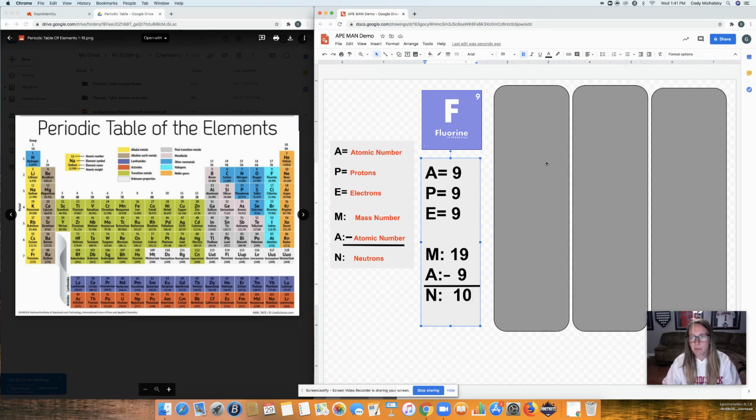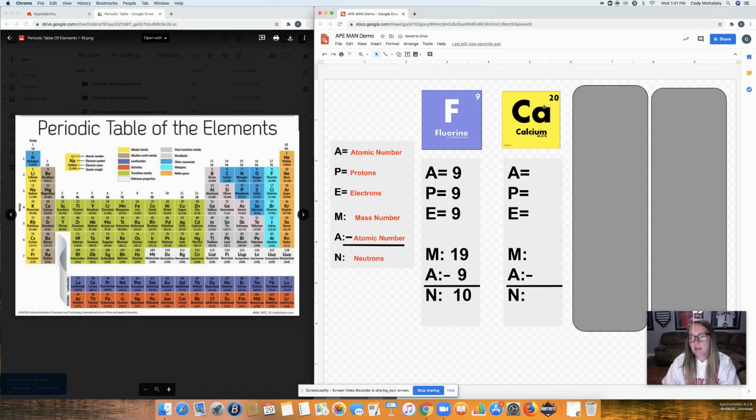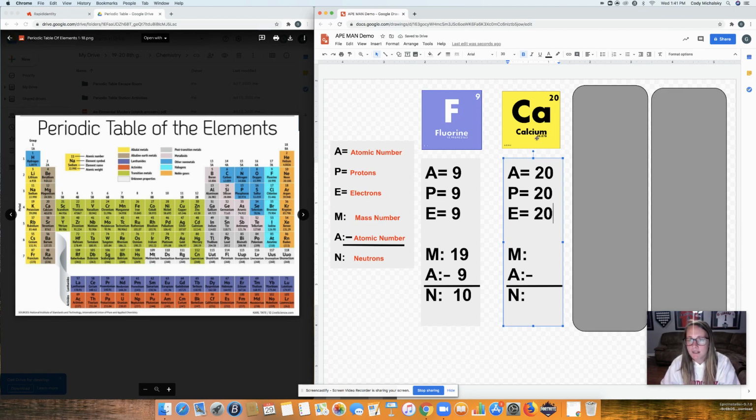I'm going to do 3 more examples for you. The next example is calcium. My atomic number is 20. So that means I have 20 protons and 20 electrons in this stable element of calcium. My mass number is going to be 40. No rounding necessary this time. And then again, my atomic number is 20. So 40 minus 20 gives you a total of 20 neutrons. So calcium has 20 protons, 20 electrons, and 20 neutrons.